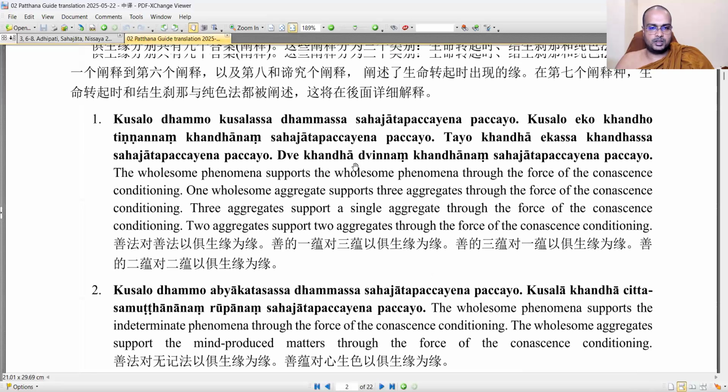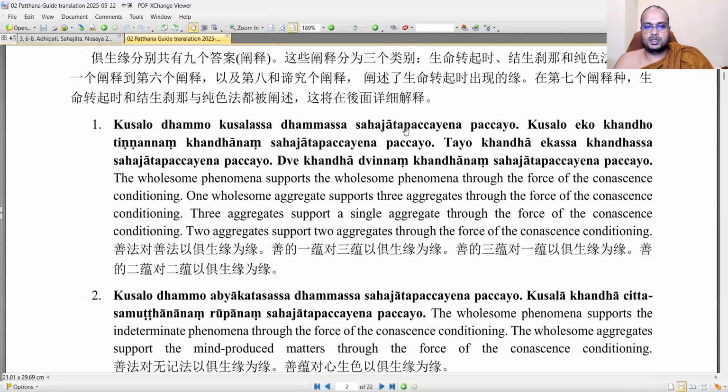Okay, so we'll go to the first enumeration here, which is Kusalo dhammo kusalassa dhammassa Sahajata-paccayena paccayo. The wholesome phenomena supports the wholesome phenomena through the force of conascence condition, and it says Kusalo eko khando tinnannam khandhanam Sahajata-paccayena paccayo. So one wholesome aggregate supports three aggregates through the force of conascence condition. The next one, Tayo khandha ekassa khandhassa Sahajata-paccayena paccayo. The three aggregates support a single aggregate through the force of conascence condition. Dve khandha dvinnam khandhanam Sahajata-paccayena paccayo. Two aggregates support two aggregates through the force of conascence condition.